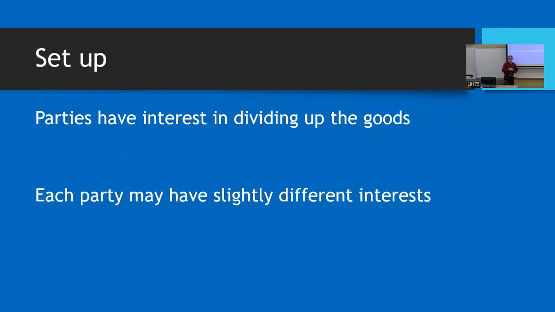Now, each of the individuals or each of the parties is going to have an interest in dividing up the goods, meaning that each of them is going to get a certain slice. Let's just, for the sake of argument right now, assume that everybody has the same interest. If everybody had the same understanding of what each item is worth, then it's easy to divide things up because we could all divide it up fairly and we'd all agree perfectly. But in reality, what actually happens is that people view things differently.